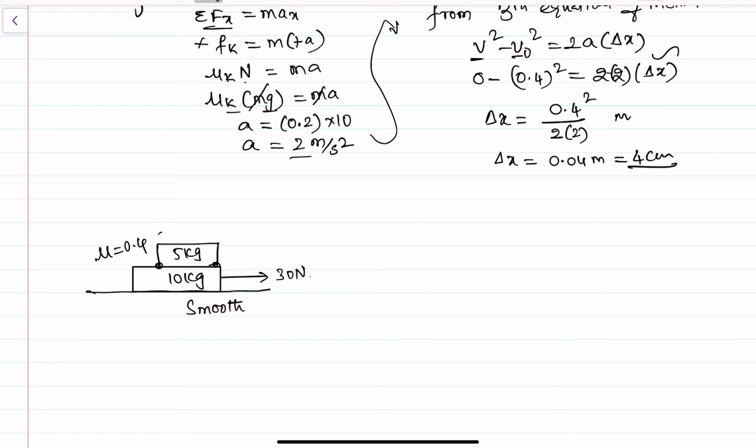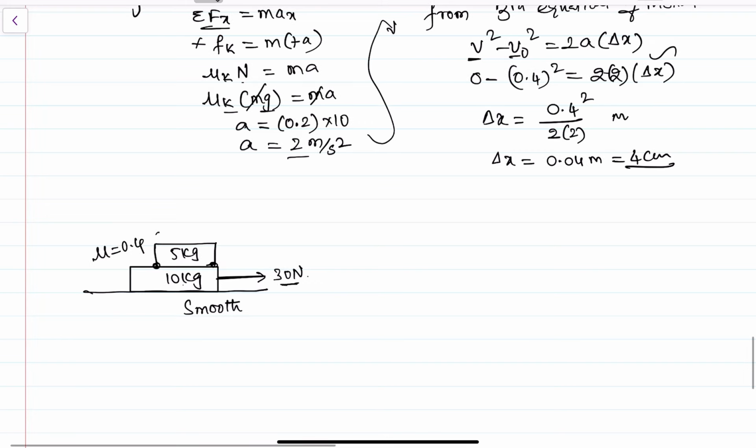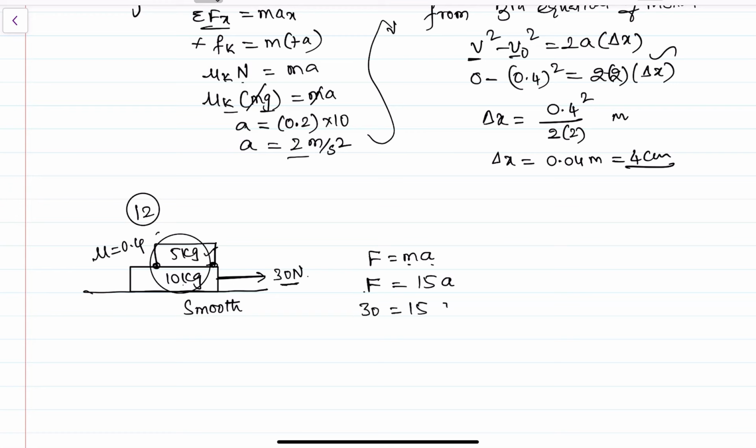Okay. So what is the total mass? Here we are applying the force of 30 newtons. So on the 10 kg mass, there is a 5 kg mass also there. So we know from F equal to M into A, force F is equal to M into A. Total mass is how much? 15 kg into A. Here F is given as 30, equal to 15 into A.